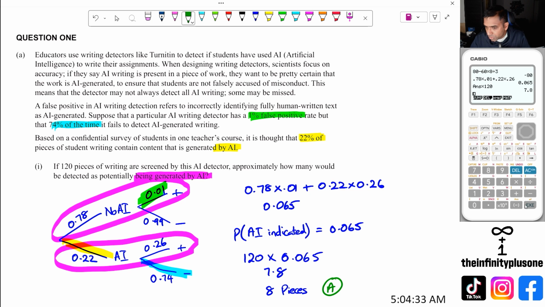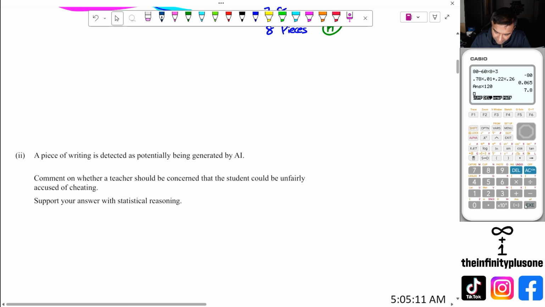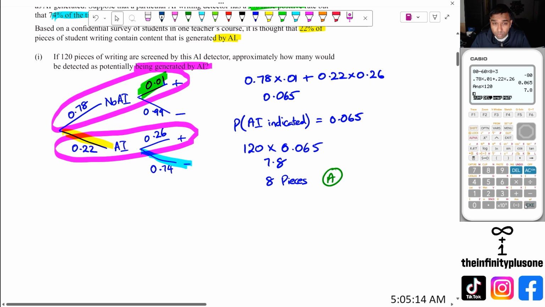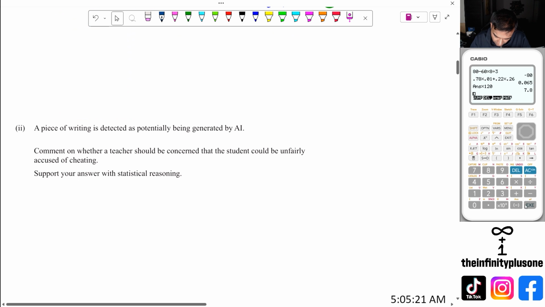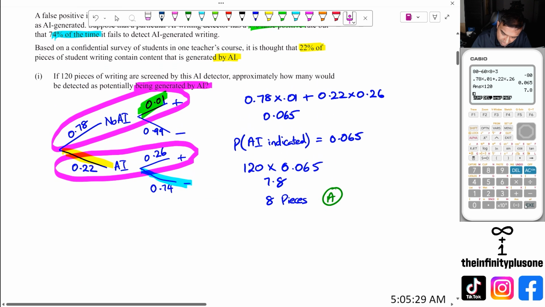Let's go to part 2. Now part 2 says if a piece of writing is detected as potentially AI generated. All right, so what we're looking for in this question is the probability that a student could be unfairly accused of cheating. So we already have the probability of AI indicated from above, that's 0.065. And the part where they're unfairly accused of cheating, if you look at it, that's going to be this particular branch here.